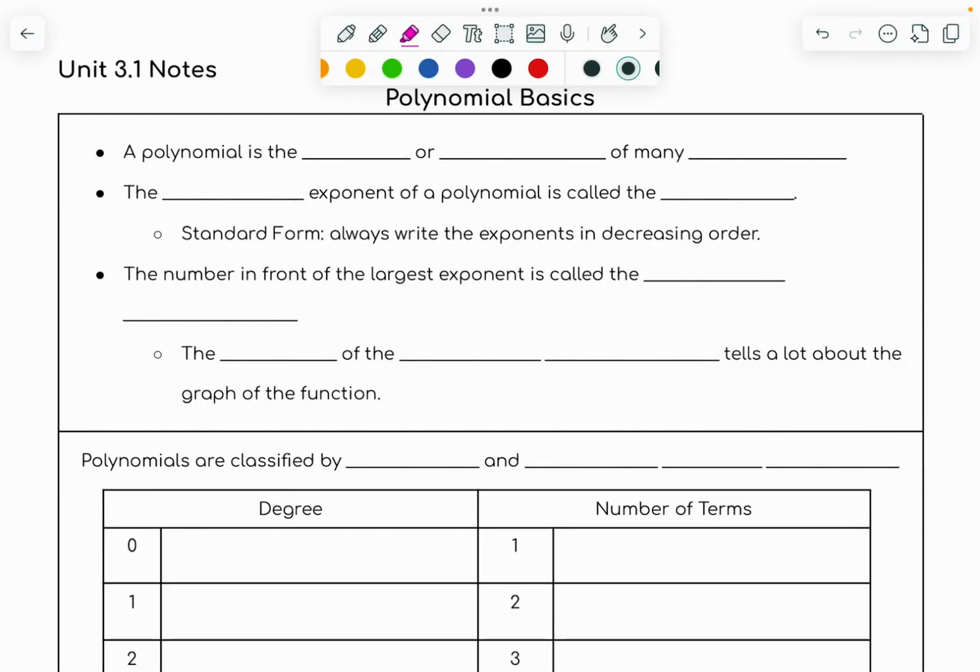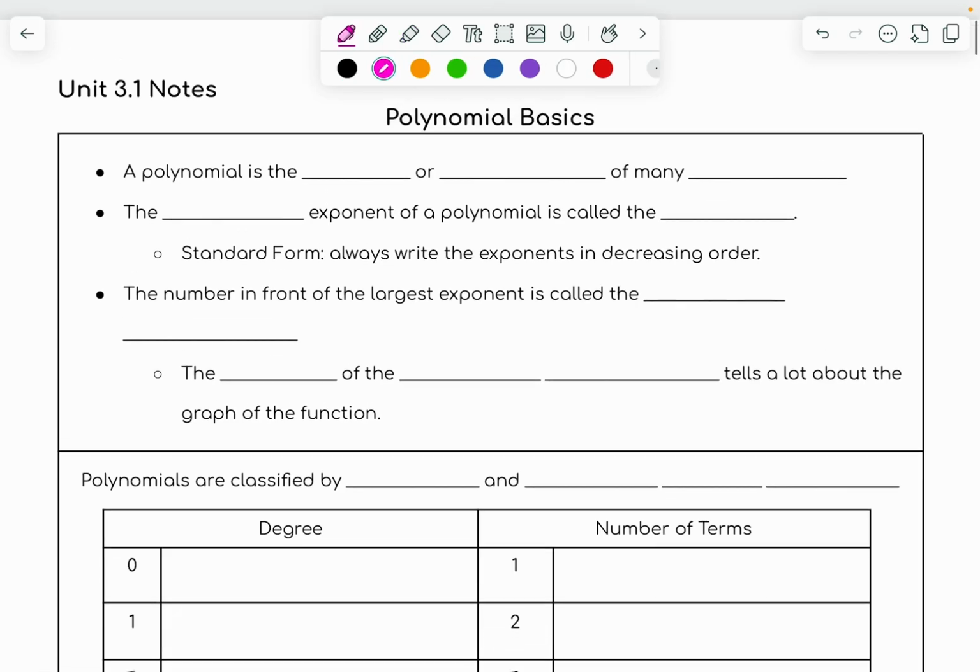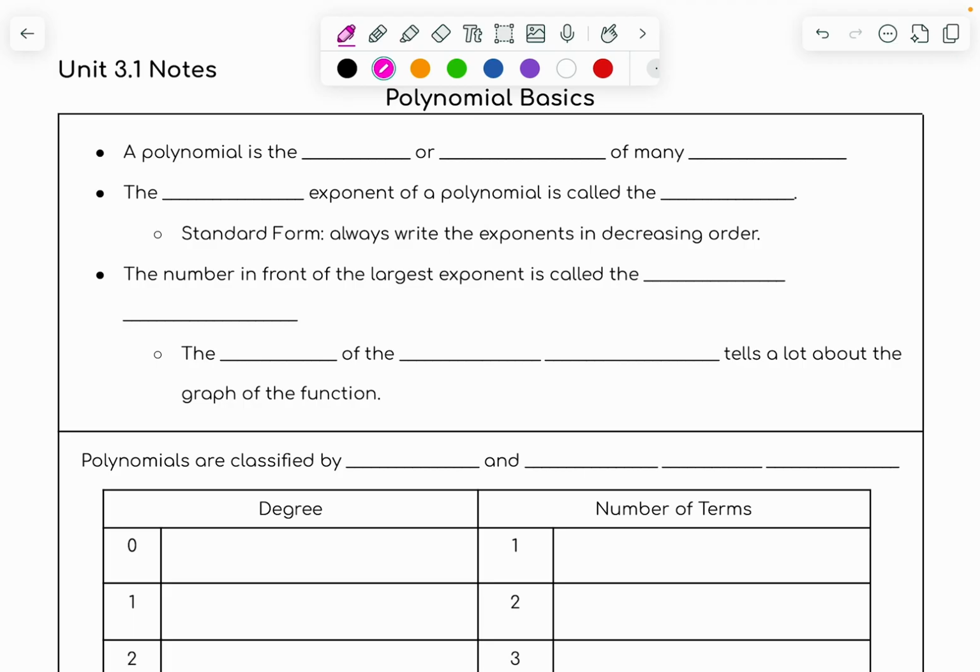We are going to talk about some basics of polynomials. This will maybe be a longer video. We need to get through about 4 pages of notes. Most of this should be review from an Algebra 1 standpoint, but we're going to talk about some terminology and then doing addition, subtraction, and multiplication with polynomials.